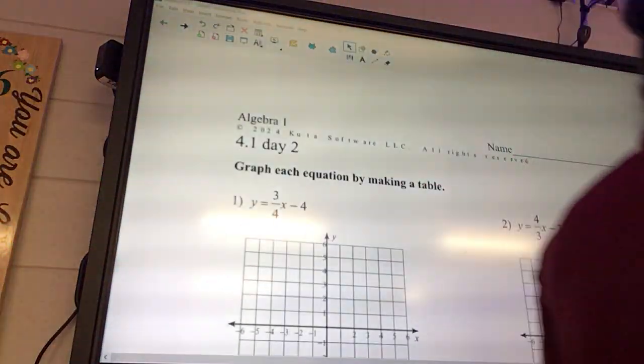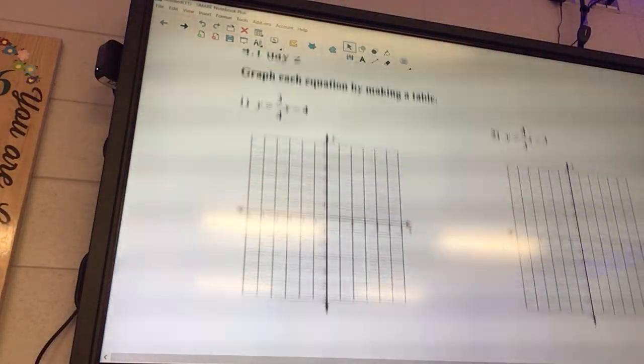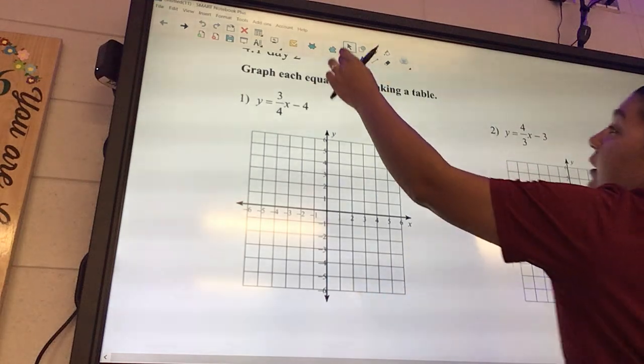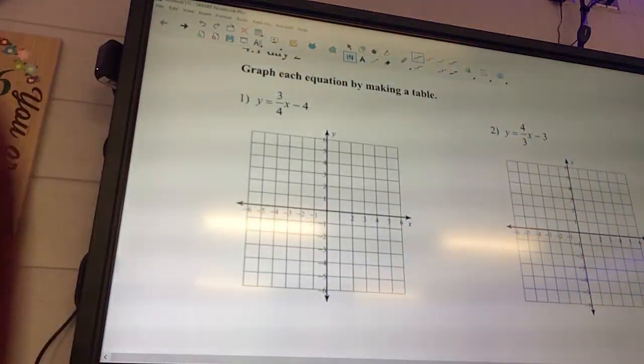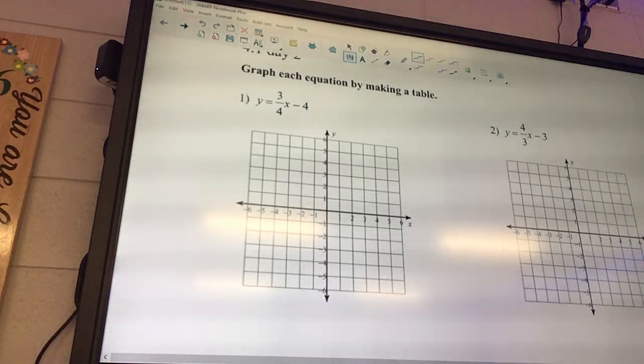With 4.1, it is mostly the same as yesterday. I'm pretty sure it's all the same. It says graph by making a table. We're not. We're just graphing because it's all in slope-intercept form. Okay, so it does need to be in slope-intercept form.